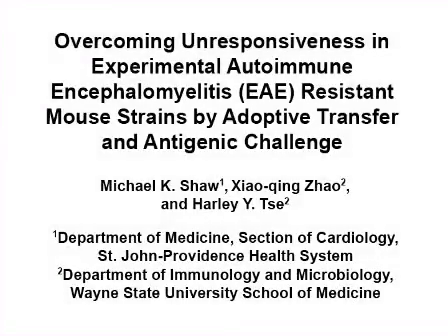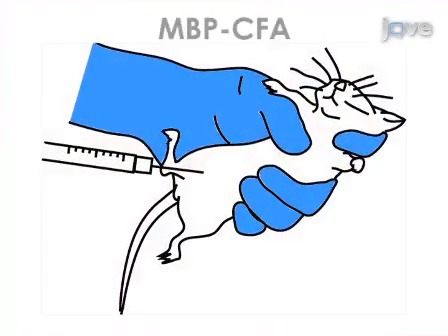The overall goal of this procedure is to induce EAE consistently and easily in any mouse strain, including those reputed to be resistant to EAE induction. This is accomplished by first immunizing donor mice with myelin-specific proteins or peptide antigens emulsified in complete Freund's adjuvant.